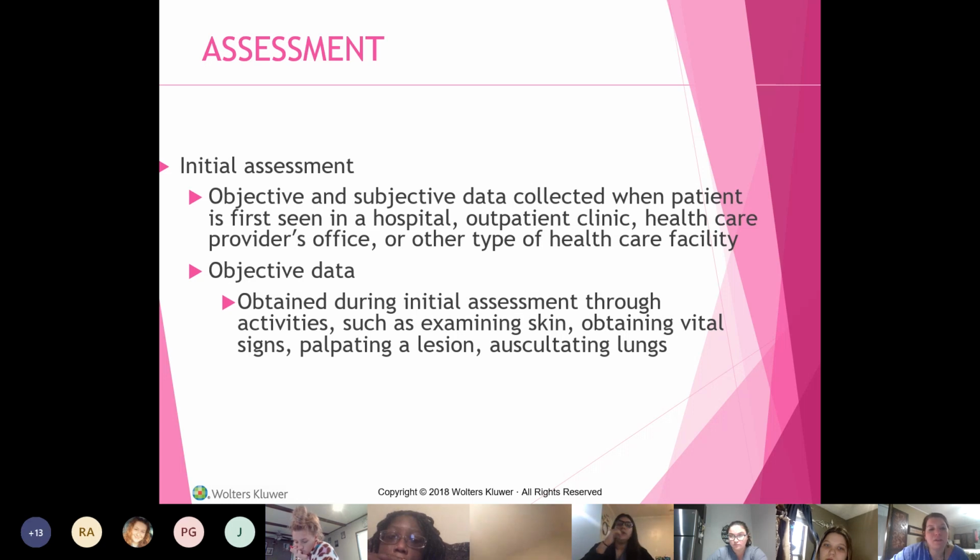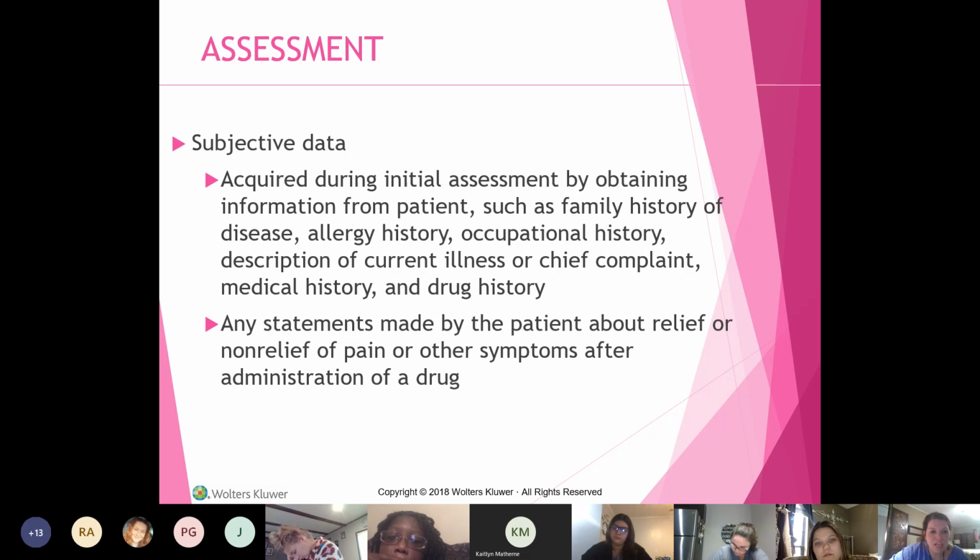Objective and subjective data collected when the patient is first seen in the hospital, outpatient clinic, healthcare provider's office, or other type of healthcare facility. Objective data is obtained during the initial assessment through activities such as examining the skin, obtaining vital signs, palpating a lesion, auscultating the lungs. All of those things are measurable. Subjective data is acquired during initial assessment by obtaining information from the patient, such as family history, allergy history, occupational history, description of the current illness or chief complaint, medical history, or drug history.